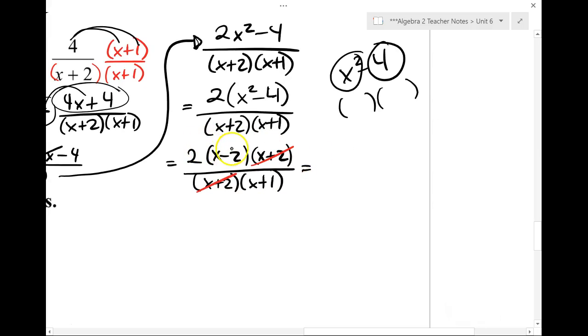this 2 times x minus 2, so let's distribute that back to get 2x minus 4. But remember, leave the bottom factored, but of course that really doesn't factor. That won't multiply to anything anyway, so we can just leave it as x plus 1. And actually I don't even need these parentheses, so let's just put x plus 1. And then we're done.